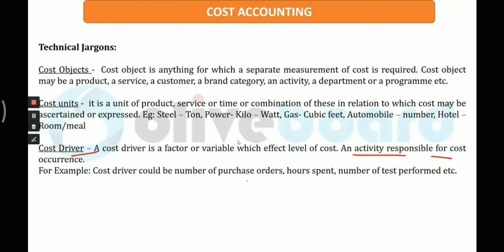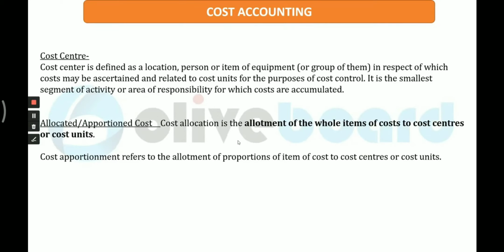They will already be predicted and kept, this would be my cost driver. So again, what is a cost driver? The cost driver means it is an activity which influences your cost or which makes your cost occur. Then that item is called a cost driver. All right. Next one, cost center.